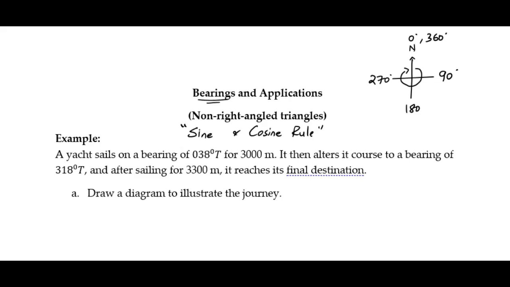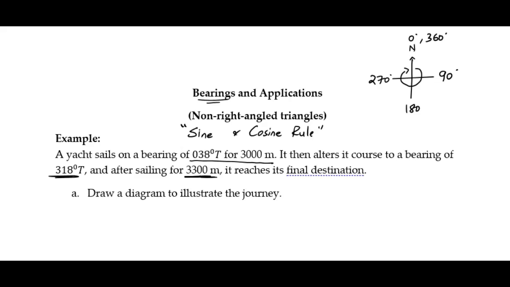All right, so let's jump straight into this example. A yacht sails on a bearing of 38 degrees T for 3,000 meters. It then alters its course to a bearing of 318 degrees T, true bearing, and after sailing for 3,300 meters, it reaches its final destination. Right, so there's two parts to this journey. The first journey is 3,000 meters at 38 degrees T, and the second journey is on a bearing of 318 degrees T for a distance of 3,300 meters.